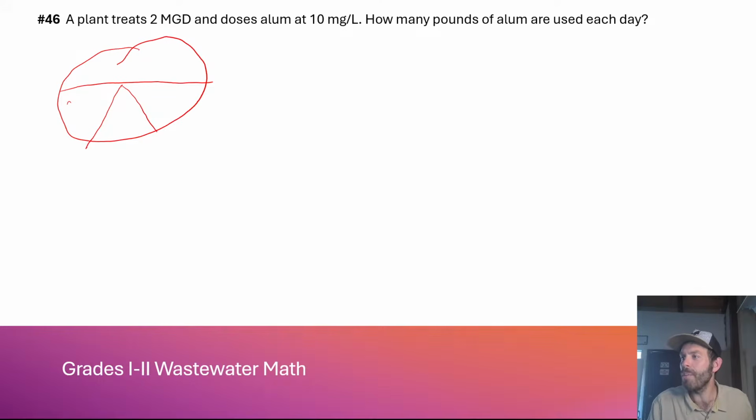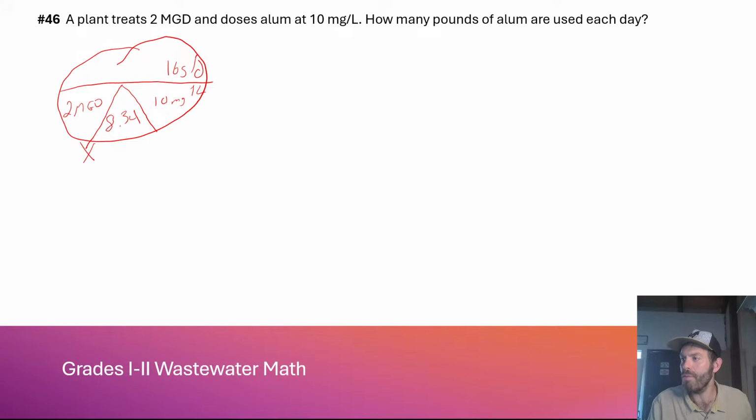So what I would do is I would put 2 mgd here. I would do 10 milligrams per liter here. And 8.34 lives here, always. 8.34 pounds per gallon of water, okay? And that's going to give me, in this situation, my pounds per day. If you're curious about how these units actually cancel out, I did a video on that too. There are some actual conversions that happen here. It's not magic beans.